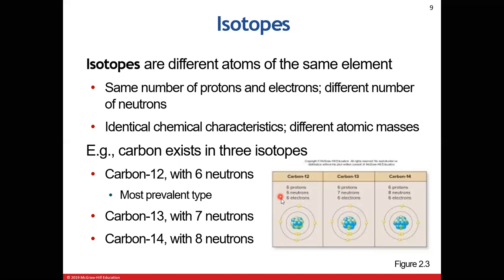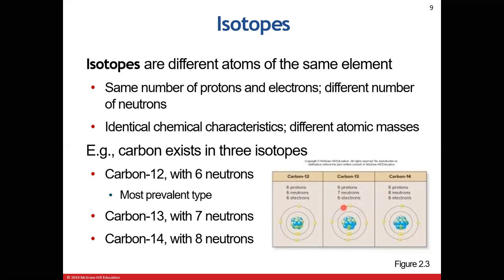So 6 protons, 6 electrons. But notice the difference. Notice the number of neutrons in carbon-12, 6. Notice the number of neutrons in carbon-13, 7. And notice the number of neutrons in carbon-14, 8.